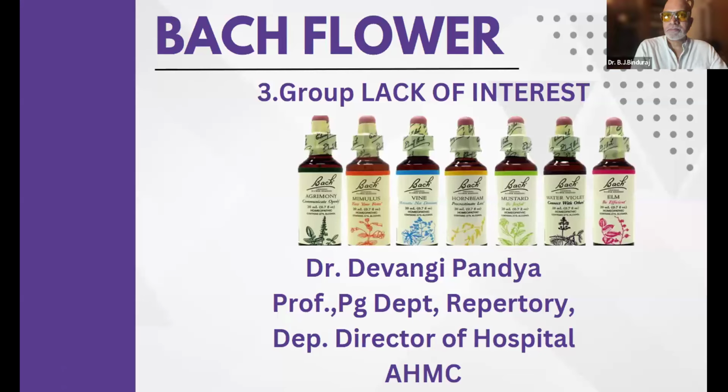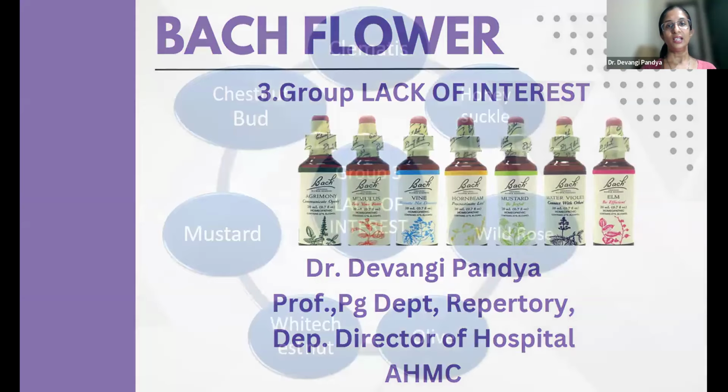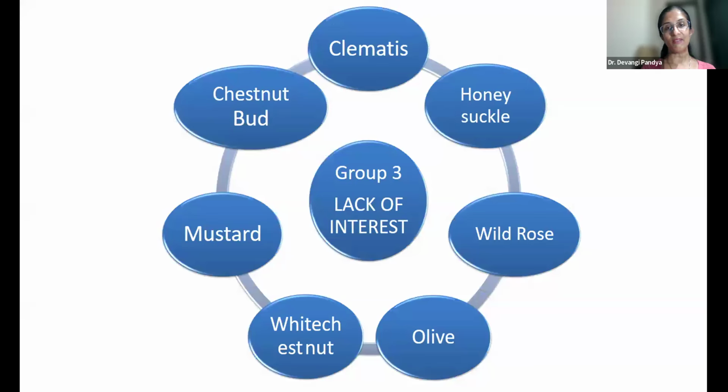Okay. So the third group, as we know, the first one is the fear group, the second one is uncertainty, and now the third one is lack of interest. The third group of Bach flower remedies, which is on lack of interest, has 7 remedies altogether: chestnut bud, mustard, white chestnut, olive, wild rose, honeysuckle, and clematis.